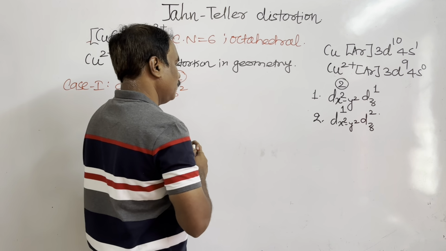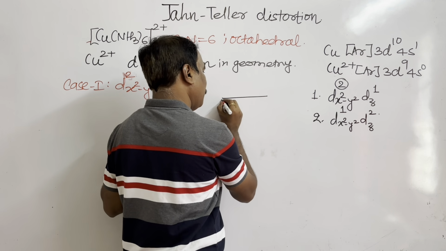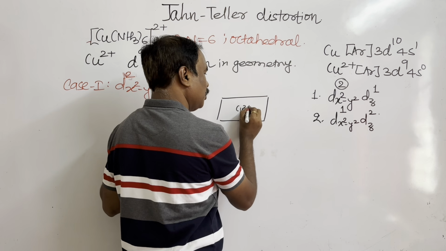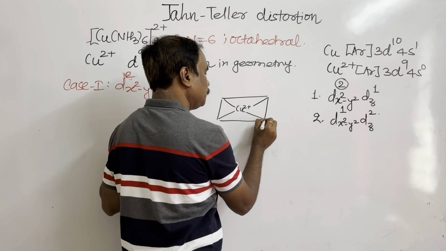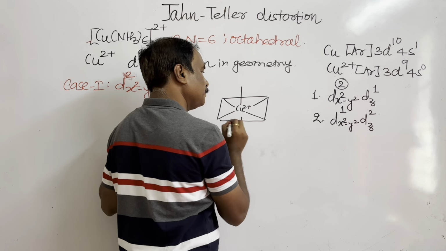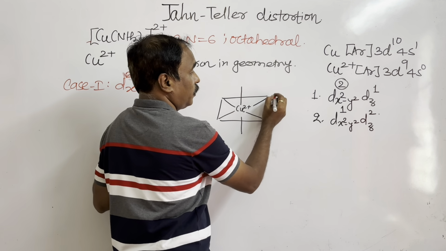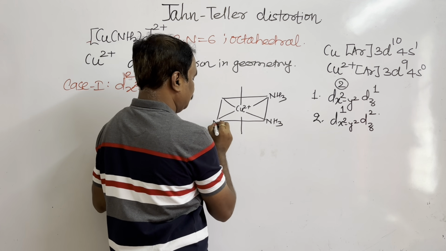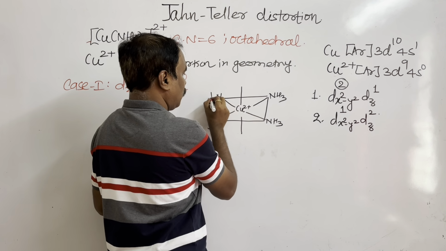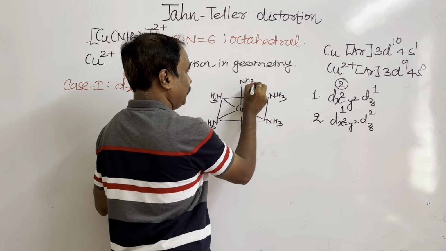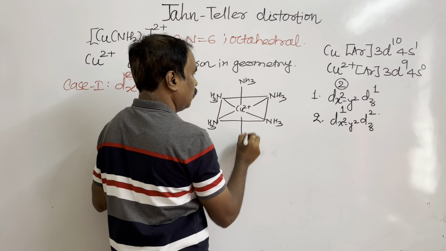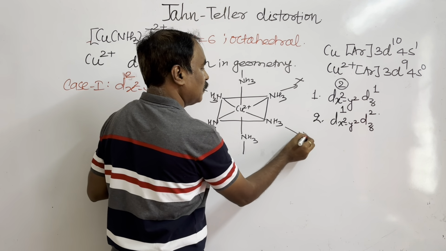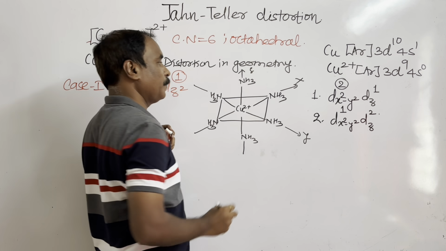Suppose a regular geometry, here it is the metal, Cu plus 2. These are equatorial bonds and these are axial bonds. At every corner there is an ammonia, so there is attack of 6 ammonia ligands. Here it is ammonia. This is the x-axis, this is the y-axis, and this is the z-axis.